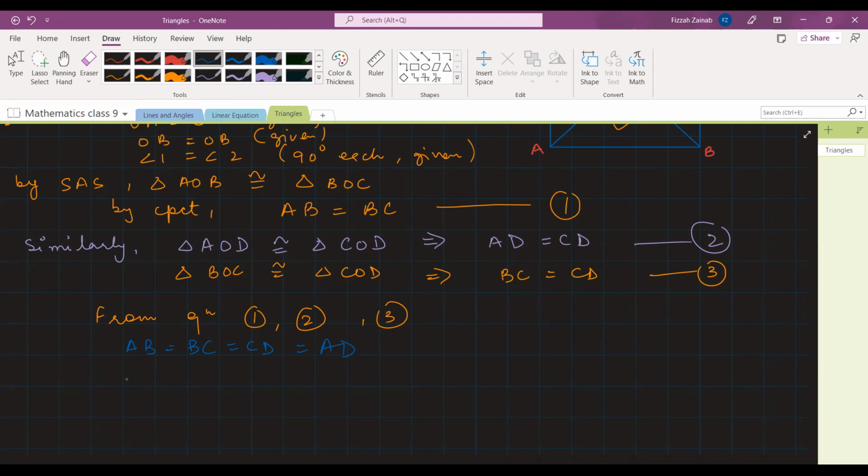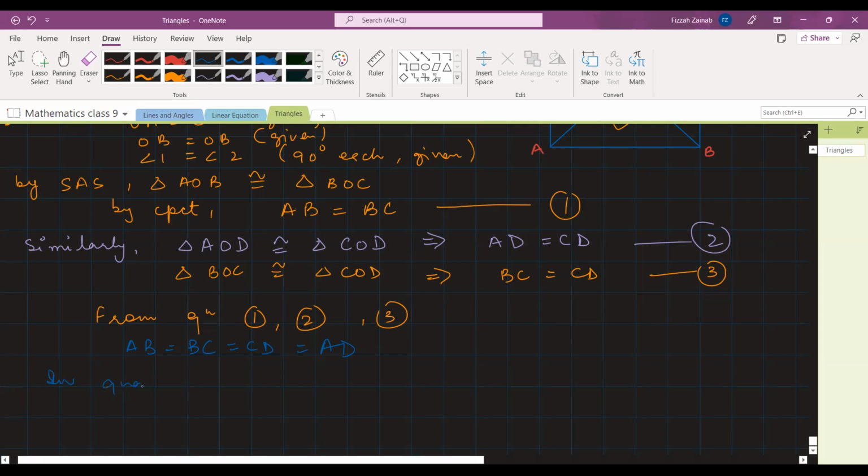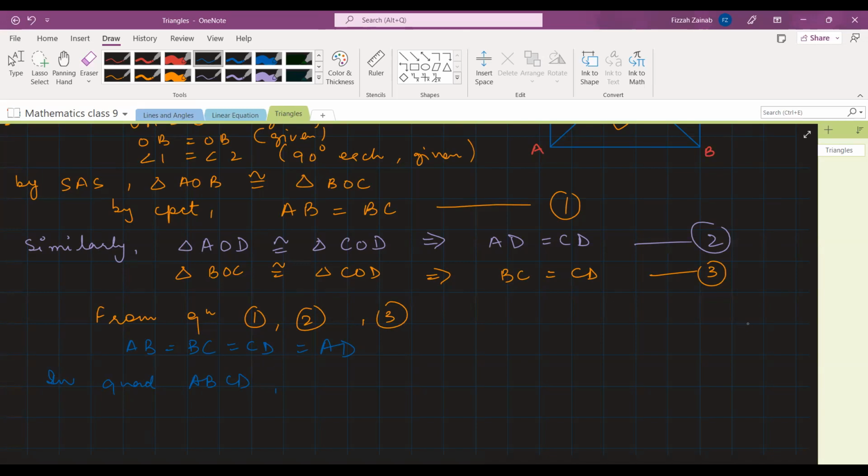So now what you have to show, the first thing, is that it is a parallelogram, right? So in quadrilateral ABCD, now what is coming out? What should happen in a parallelogram? First of all, tell me any parallelogram property. Opposite sides have to be parallel. Is that clear? Or opposite sides have to be equal. Is that understood?